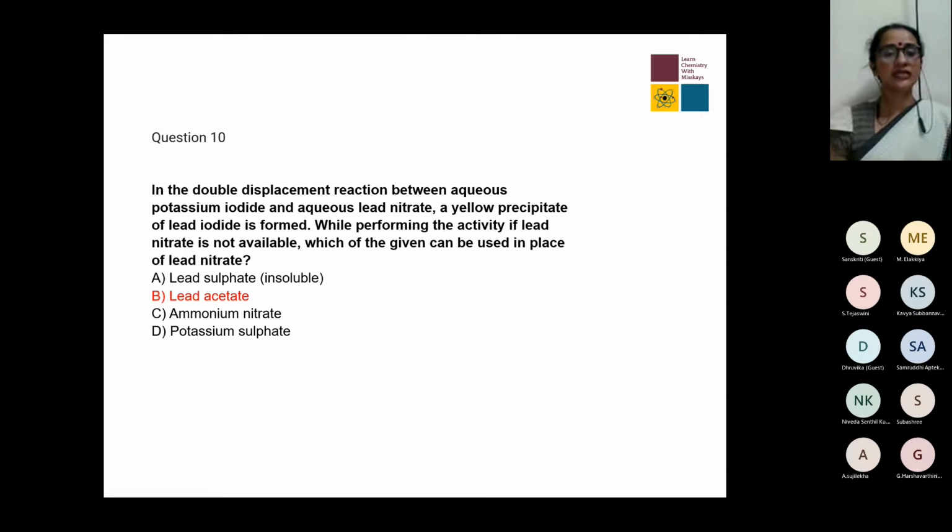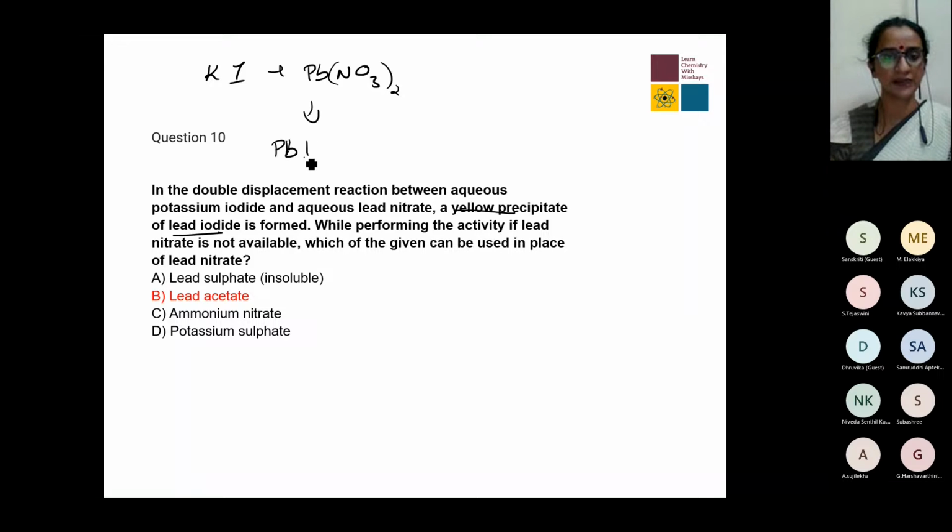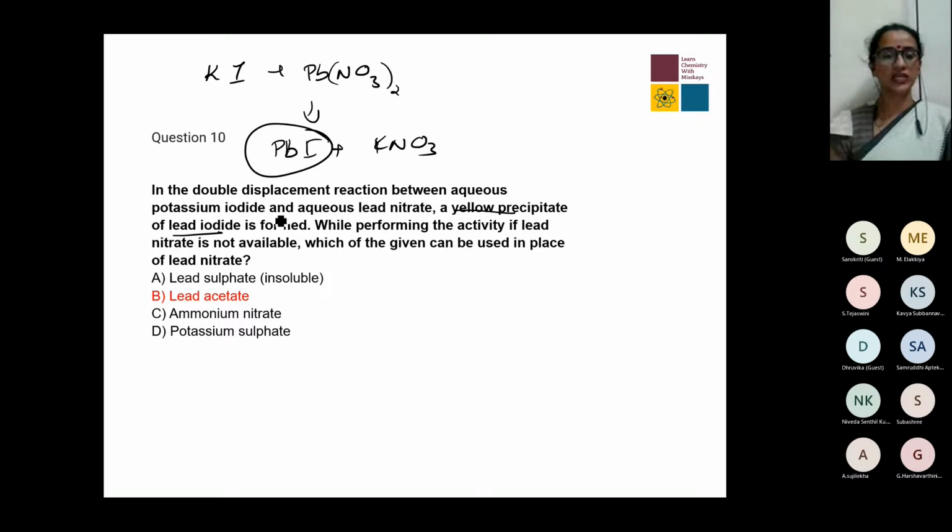Next. In the double displacement reaction between aqueous potassium iodide, so we have potassium iodide plus PbNO3, this forms a yellow precipitate of lead iodide. So we have PbI that is formed, along with KNO3. Now the color is because of lead iodide. So this means if you don't use lead nitrate, what is the other alternative option that you can use to get the same precipitate at the end of the reaction?